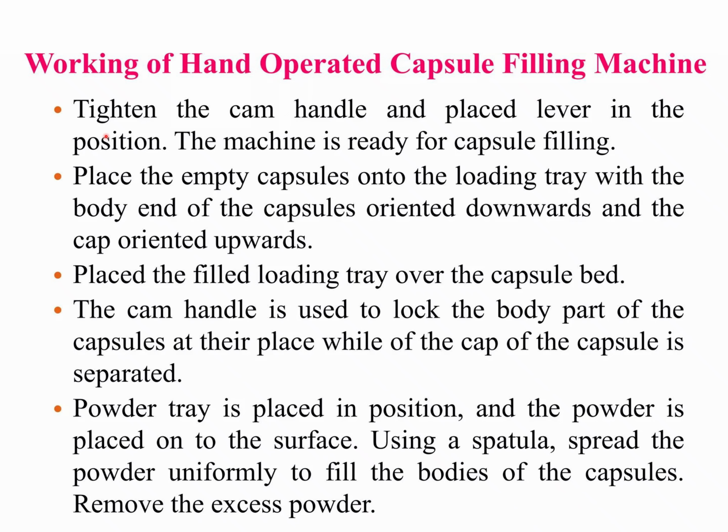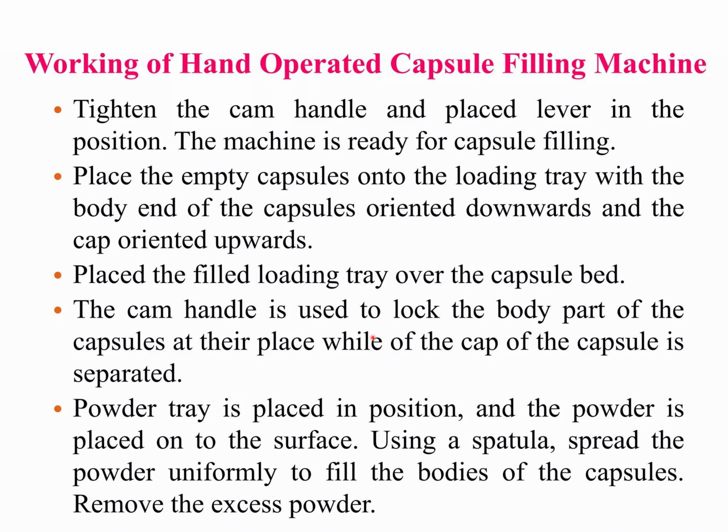Now I am showing these steps one by one. First of all, tighten the cam handle and place the lever in position. The machine is ready for capsule filling. Place the empty capsule onto the loading tray with the body end of the capsule oriented downwards and the cap oriented upwards. Place the filled loading tray over the capsule bed.